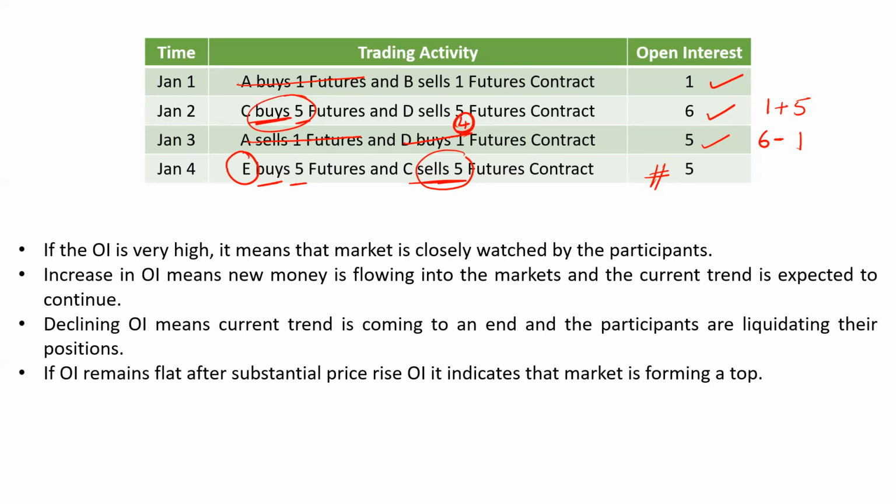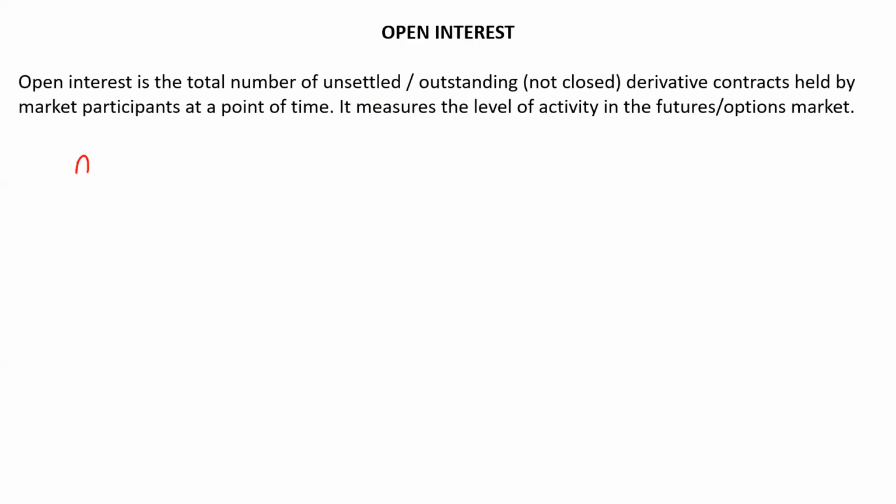I'll explain this using one more example so that you understand this better. So A has a long position in 5 contracts. B has a short position in 5 contracts. Open interest is 5. A decides to close his position. B decides to do nothing.